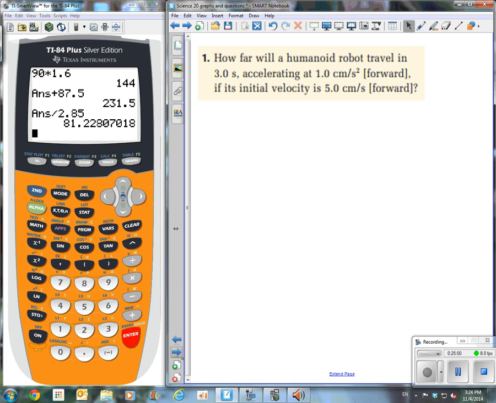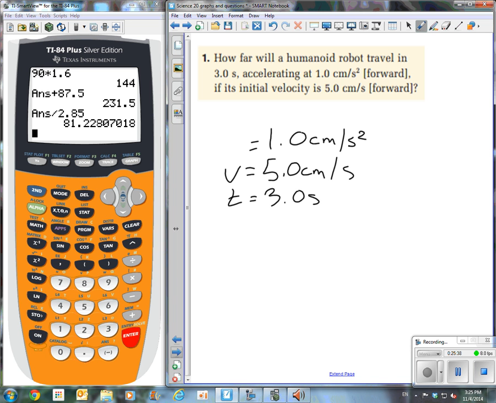How far will a humanoid robot travel in 3 seconds, accelerating at 1 centimeter per second squared forward if its initial velocity is 5 centimeters per second? So we've got a few values here. I've got 1.0 centimeters per second squared. I've got 5.0 centimeters per second, and then I've got 3.0 seconds. So seconds, time; distance over time, that's a velocity. Distance over time squared, that's an acceleration.